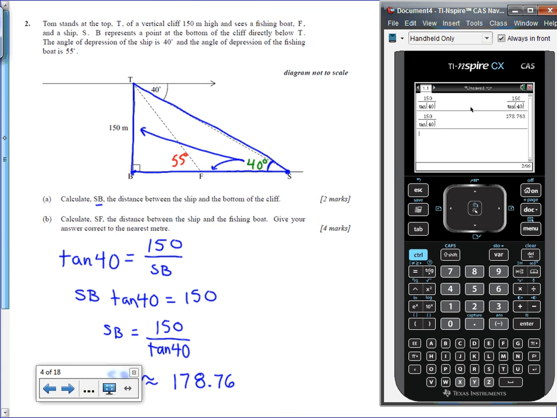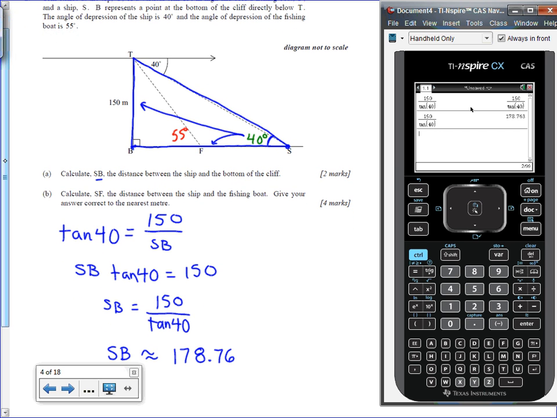And I'm going to put units on that. These are being measured in meters. So the distance from S to B is 178.76 meters. If you were to round this to three significant figures, 179 meters would be accepted.